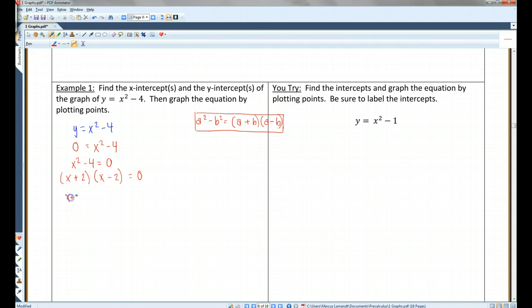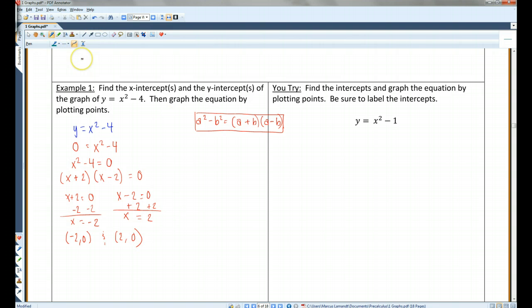So I've got x plus 2 equals 0, x minus 2 equals 0. Subtract 2 from each side. x equals negative 2. Add 2 to each side. x equals positive 2. So the x-intercepts are negative 2, 0, and 2, 0.